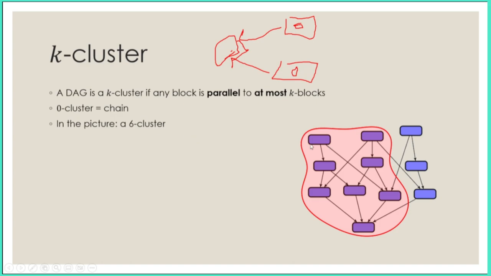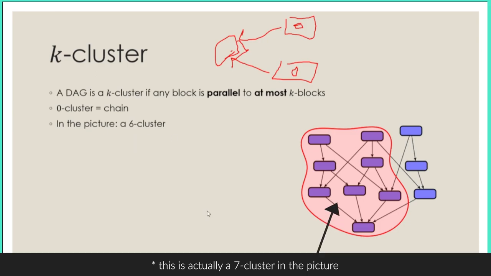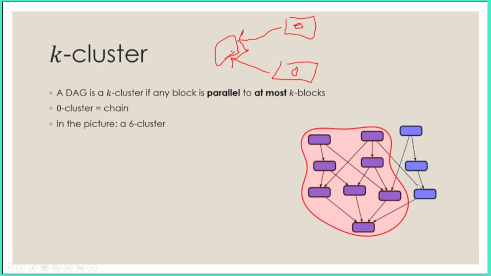Now, if we look at this drawing, ignore the red blob for now. If you go over this entire drawing carefully, you could convince yourself that this is a six cluster. Why? Because if we look, for example, at this block, then it doesn't know these six blocks. This one, this one, this one, this one, this one, and this one. All of them are oblivious to this block and vice versa. And if you go carefully, you'll see that six is the maximum number. There isn't any block which is oblivious to seven blocks. So this is why this is a six cluster.